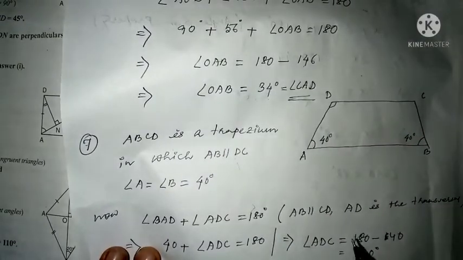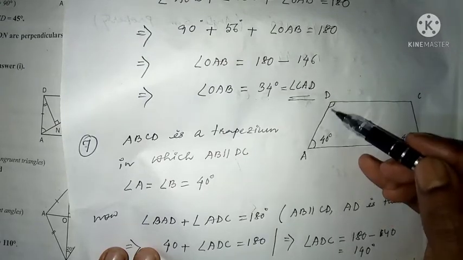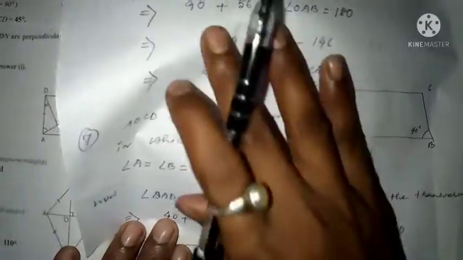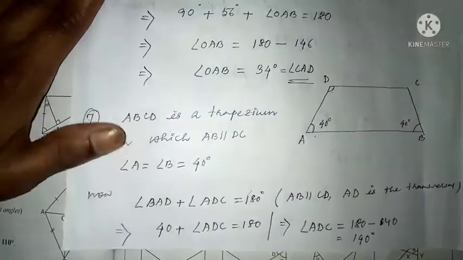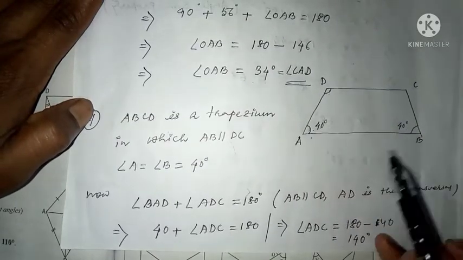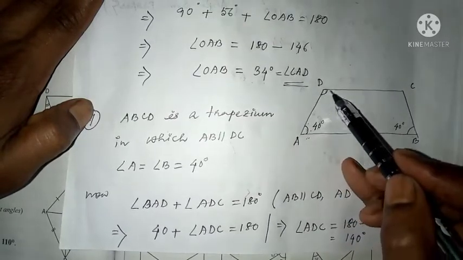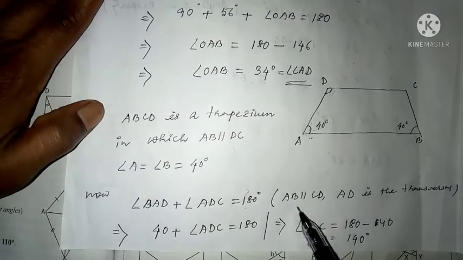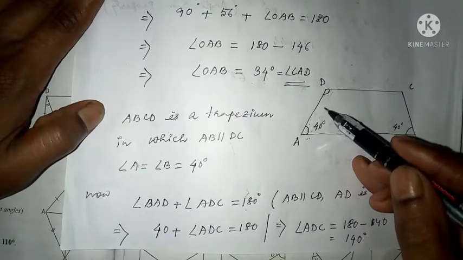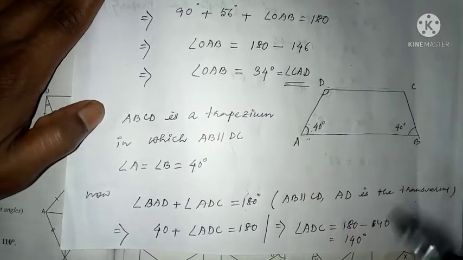Now see here, one more property we have learned: the sum of these two co-interior angles is how much? It is 180 degrees. If I add this angle and this angle, the sum is 180 degrees. That means BAD plus ADC is 180 degrees. The reason is AB is parallel to CD and AD is the transversal, so these are co-interior angles. You consider AD as the transversal.